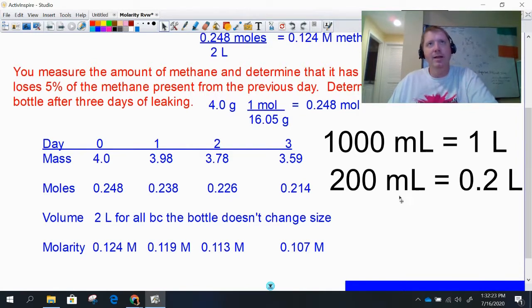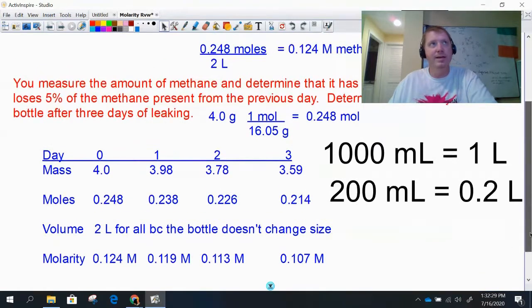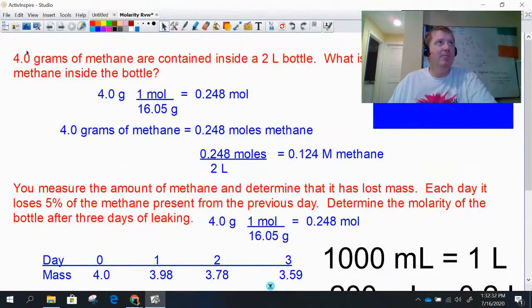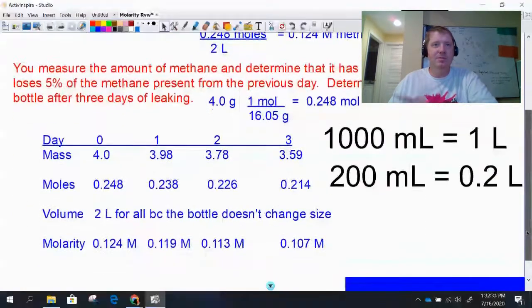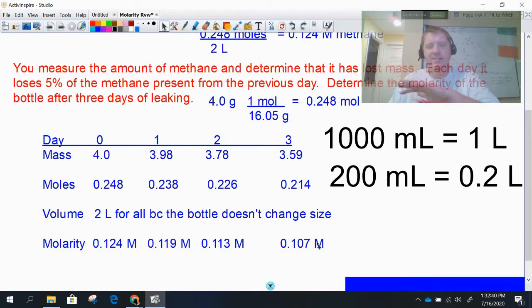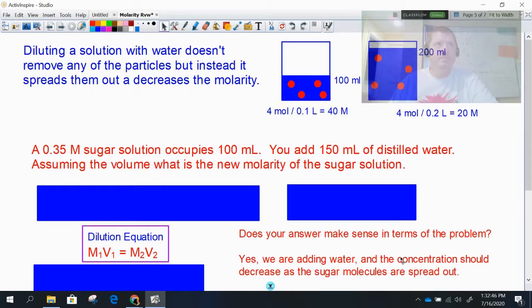Lastly, you're allowed to have one more or one less sig fig in your answer than you have in the given. So if you go back to the beginning, I had 4 grams. That's just 2 sig figs, 4.0. So really, these should each only have 2 sig figs. If I have one extra, that's totally okay. 2 extra, that's not good. All right, let's move on.